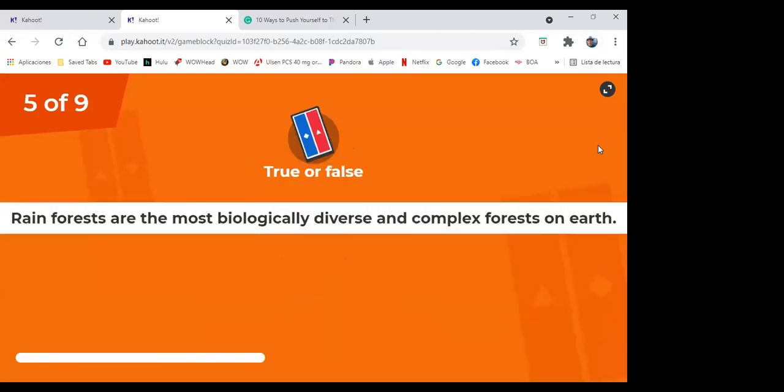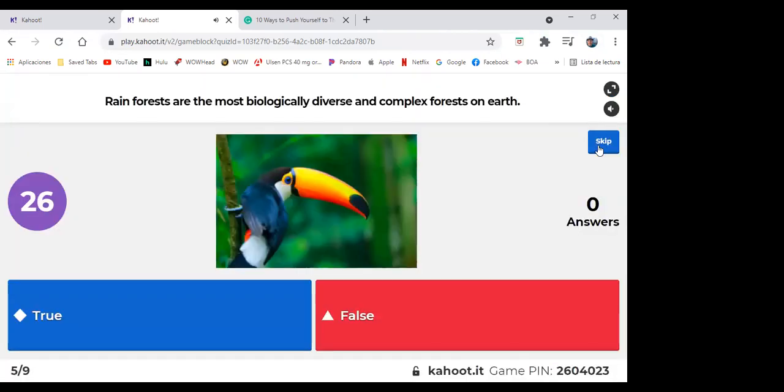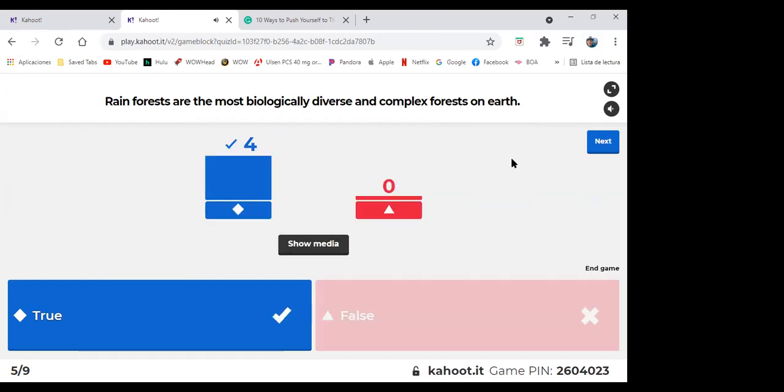These questions are difficult. Well, not difficult, but kind of tricky, because sometimes we don't read a lot about this topic. Rainforests are the most biologically diverse and complex forests on Earth. True or false? So it's easy. True, yes.